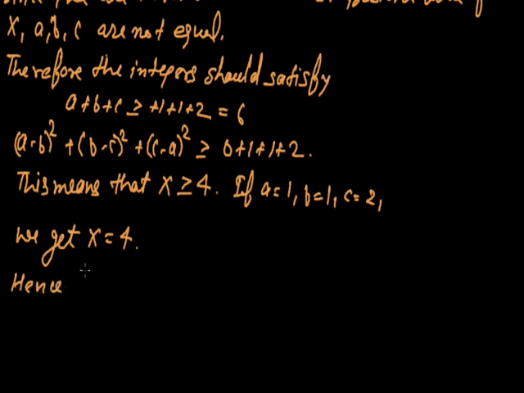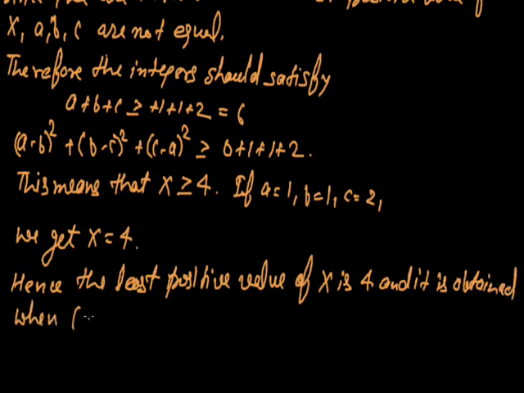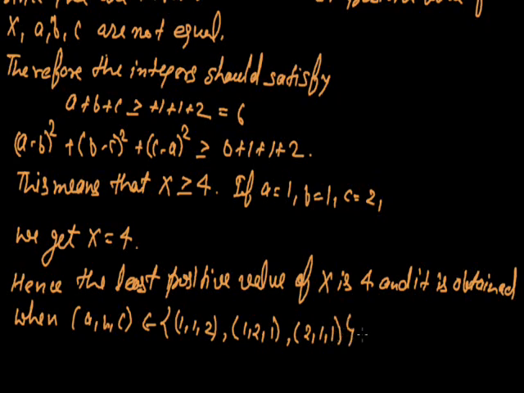Hence, the least positive value of x is 4, and it is obtained when a, b, c belongs to 112, 121 or 211. That's all.